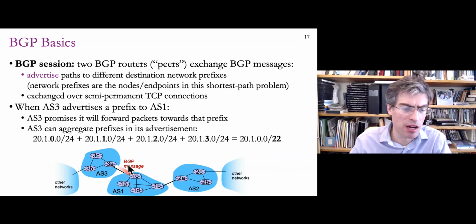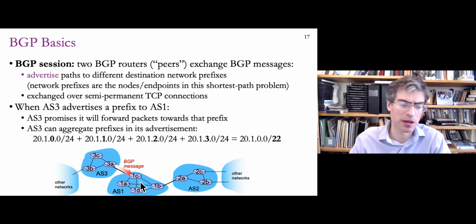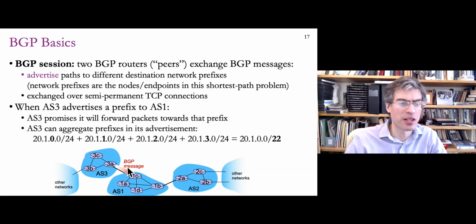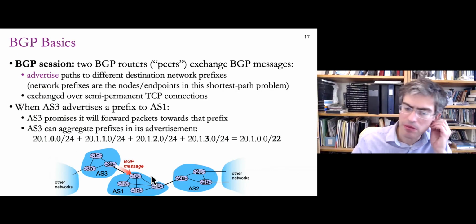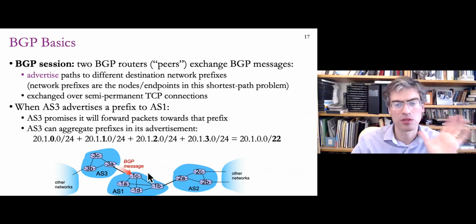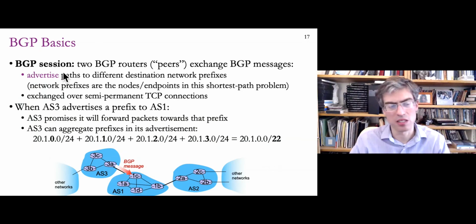So I kind of covered this, but just one detail is when we have these neighboring border gateways, they'll have a session, which is an open TCP connection that's semi-permanent that's used to send messages back and forth. So it's kind of a peer-to-peer protocol. And the messages that are flowing back and forth are these BGP advertisements, which are like the distance vectors.